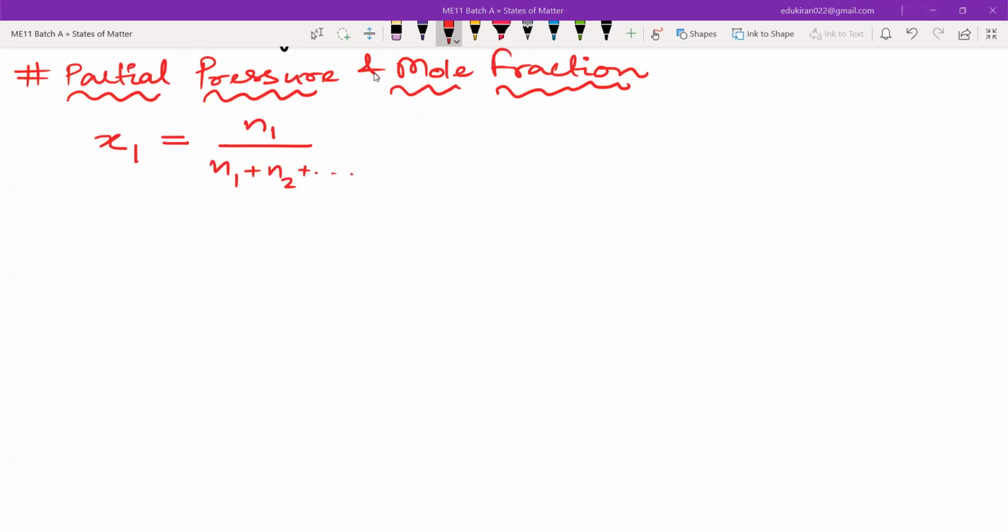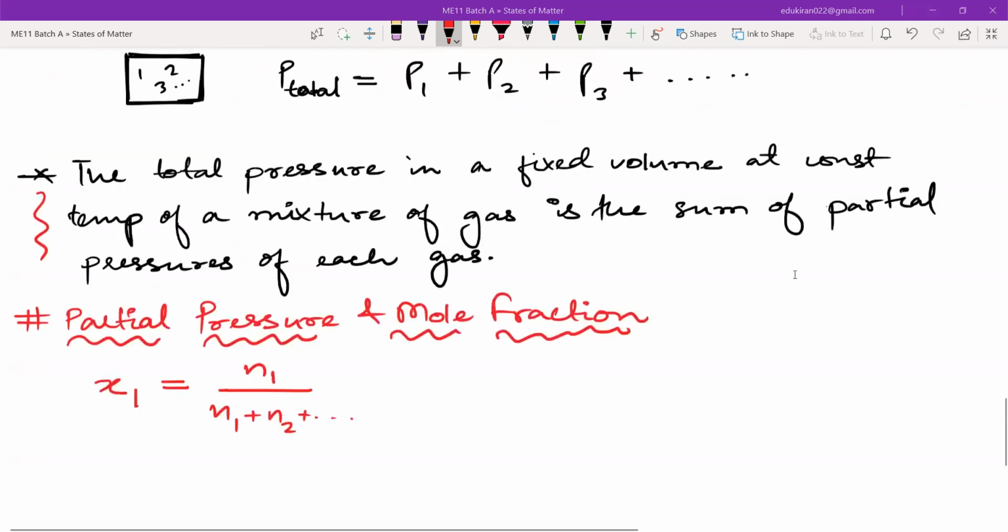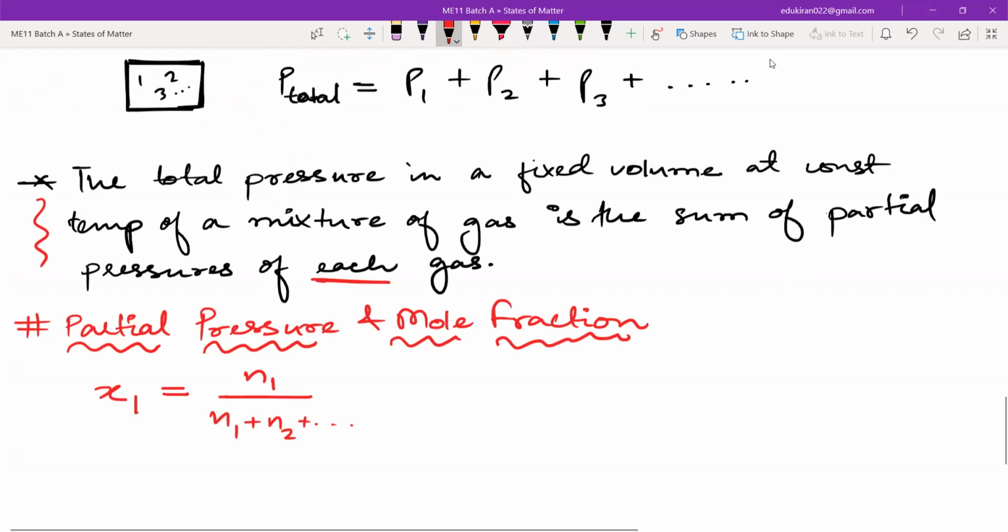Is partial pressure regarding only one individual gas or the sum of the gases? No, individual gas. Partial pressure means individual gas. So I've written a sum of the partial pressure of each gas. This is one partial pressure. This is the partial pressure of the second gas. This is the partial pressure of the third gas.